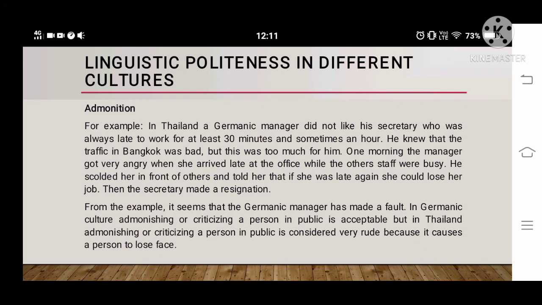From the example, it seems that the Germanic manager made a fault. In Germanic culture, admonishing or criticizing a person in public is acceptable. But in Thailand, admonishing or criticizing a person in public is considered very, very rude because it causes a person to lose face and feel shame.